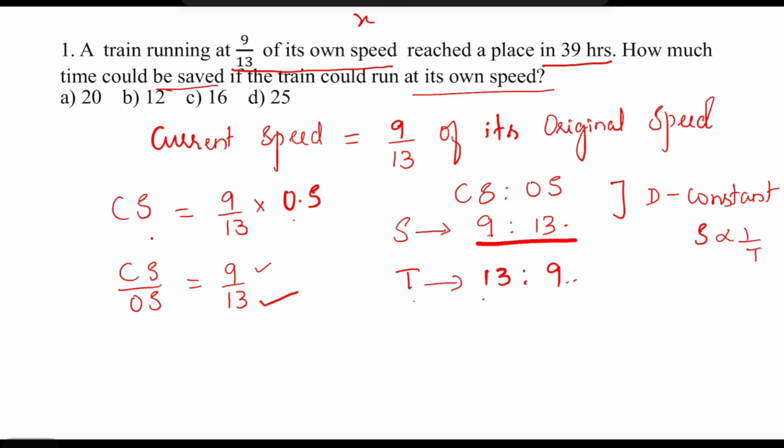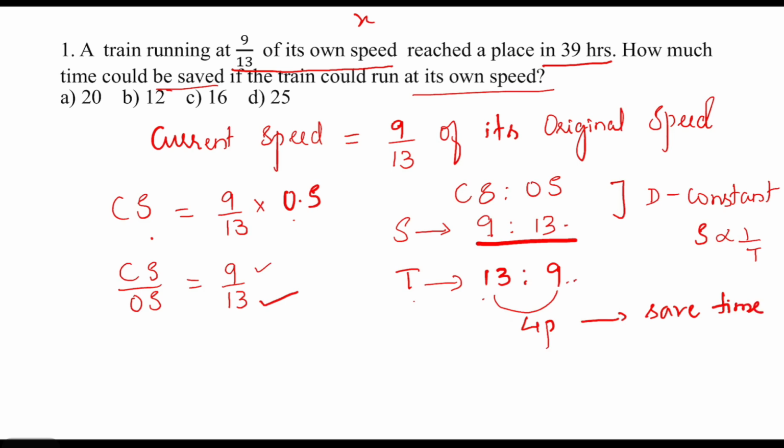So what is the difference between these both ratios, 13 parts and 9 parts? The difference is 4 parts. Then, they are asking us how much time could be saved. So this 4 parts is nothing but the save in the time, isn't it?